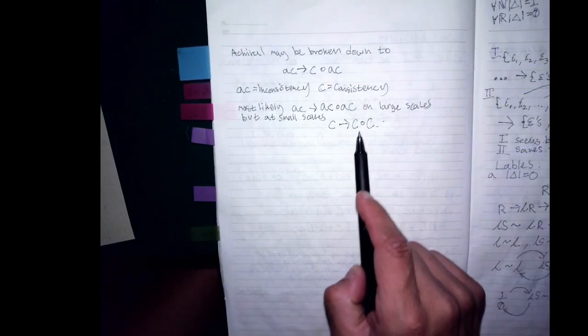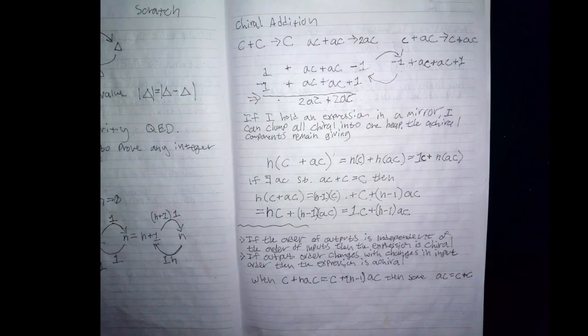So C, in this case, tends towards COC, or two different chiralities linked by some relation, and that relation breaks it up into something that is chiral and chiral. If the order of outputs is independent of the order of inputs, then the expression is chiral. If output order changes with changes to input order, then the expression is achiral. It's the definition of chirality for an operator, but also for any COC.